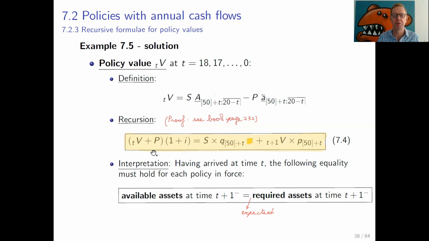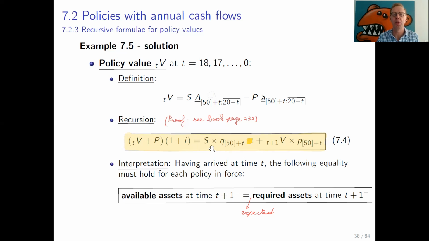This is the left-hand side of this equation. Indeed, at time t we have Vt, then a premium is added, and this is accumulated by interest i. So the left-hand side of 7.4 is what will be available at time t plus 1 minus. What is the expected value of what we require at time t plus 1 minus?